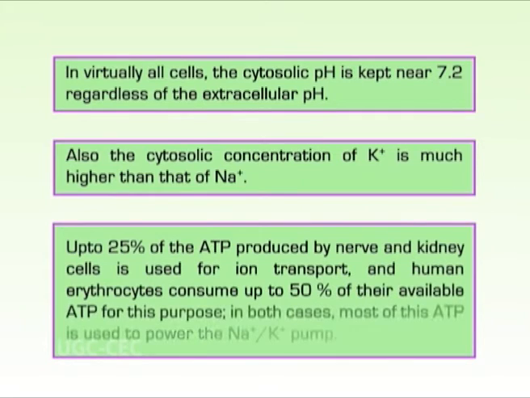Up to 25% of ATP produced by nerve and kidney cells is used for ion transport, and human erythrocytes consume up to about 50% of their available ATP for this purpose. So in both cases, most of the ATP is used to power the sodium-potassium pump.